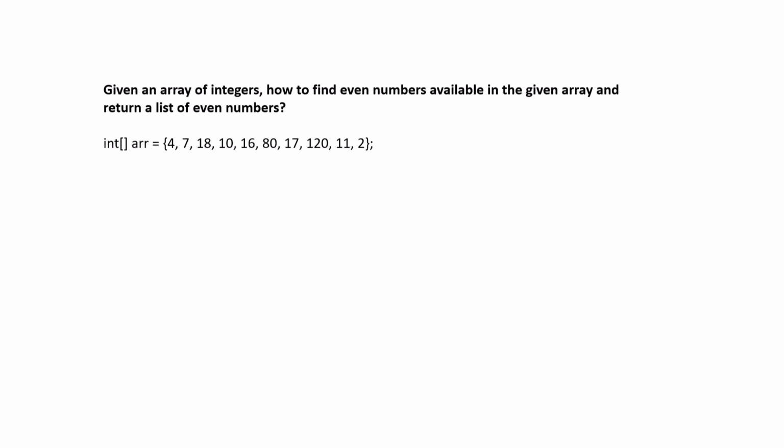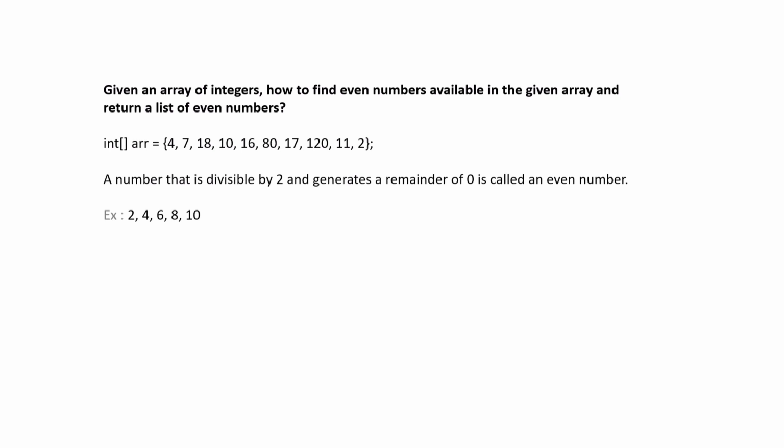Given an array of integers, how to find the even numbers available in the given array and return the list of even numbers. Again, that is very straightforward. We need to find the even numbers and return the list of those even numbers. So first of all, what is an even number? An even number is a number which we can divide into two equal parts. Divide into two equal parts means it will be divisible by 2. Divisible by 2 means we will get a remainder of 0. So the number that is divisible by 2 and generates the remainder 0 is called an even number. As examples, 2, 4, 6, 8, 10 are even numbers. In the given array, these are the even numbers: 4, 18, 10, 16, like this. So in the result we expect this.